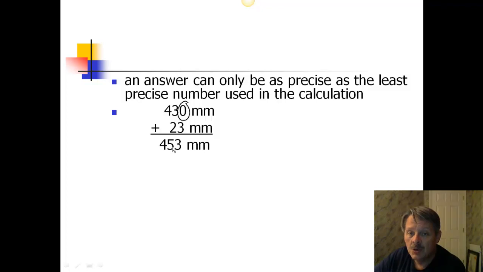So when we add these two numbers, we come up with 453, but this 0 really is a made-up number. If it was real, we would have put a decimal point after it, which we did not. So we're going to have to round this. That has to go away. So it's going to become 450.